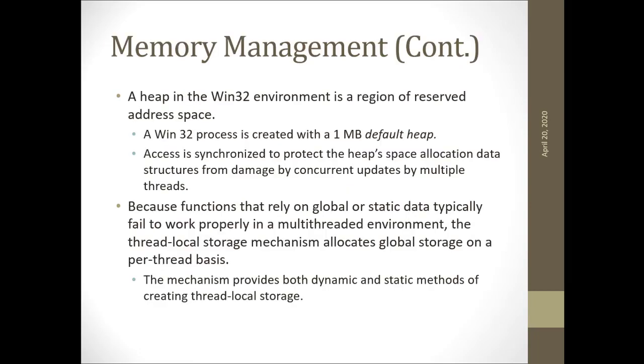The Win32 environment is a region of reserved address space, because functions that rely on global or static data typically fail to work properly in a multi-threaded environment. The thread local storage mechanism allocates global storage on a per thread basis. So there is a global storage mechanism on a per thread basis. This is how the memory management is being done. The mechanism provides both dynamic and static methods of creating thread local storage.